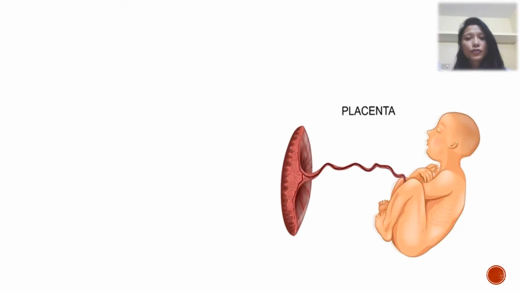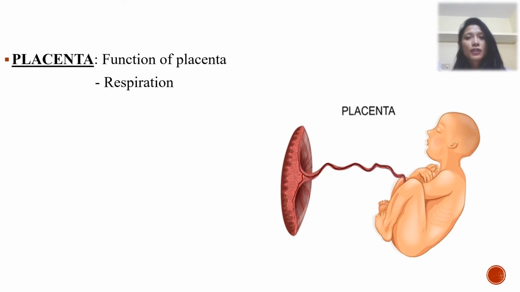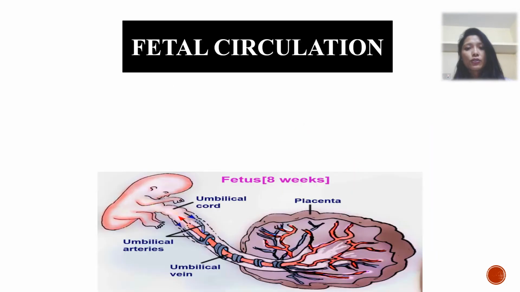The next term you should know is the placenta. What are the functions of the placenta? You can write this in your notes together with the fetal circulation. Even if you are not writing, you should have a minimal idea about the function of the placenta. Mainly it focuses on respiration, because it exchanges gas, and also storage, excretion, protection and endocrine. These are the terms you should know in the fetal circulation.